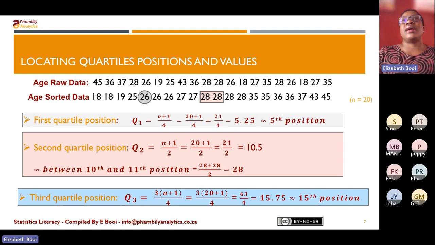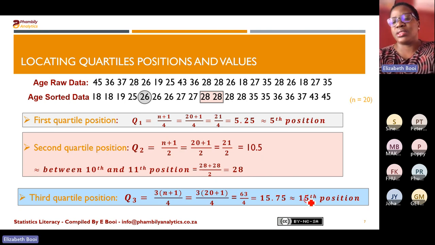To find the third quartile, we use 3 times N plus 1 divided by 4. So it's 3 times 20 plus 1 divided by 4, which is 63 divided by 4. And we find the value on position 15.75. Because it's a non-fractional value, we're going to round up because the values are closer to 16 than they are. I made a mistake.